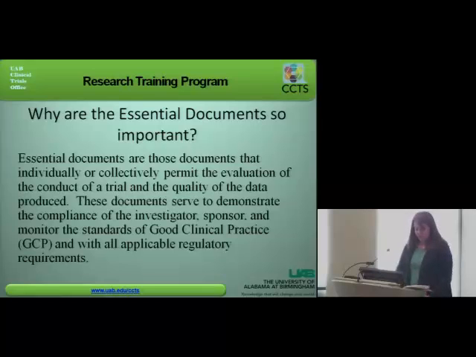So why are essential documents so important? Essential documents are those that individually or collectively permit the evaluation of the conduct of a trial and the quality of the data produced. These documents serve to demonstrate compliance of the investigator, sponsor, and monitor to the GCP guidelines and with all applicable regulatory requirements.